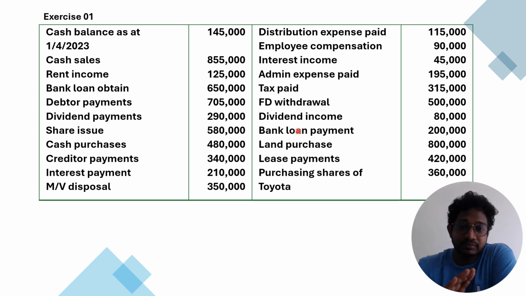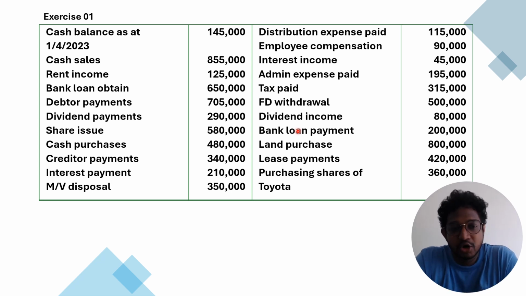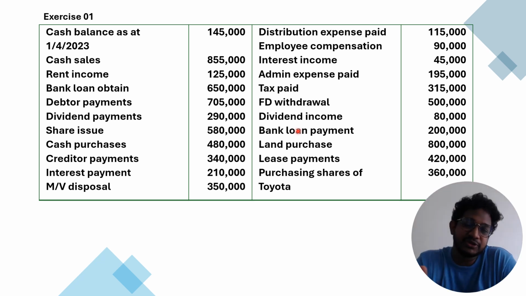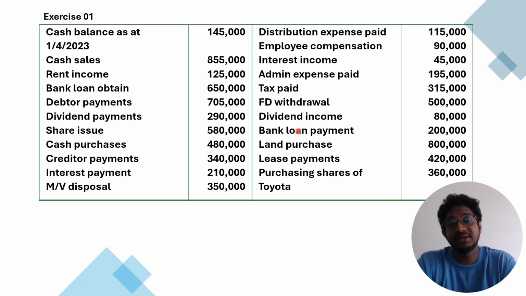Dividend income. Here, there are two things, dividend payments and dividend income. Dividend payments, as I discussed earlier, is the payment that you are paying to your shareholders for investing, as distribution of profit. So that you should record in financing activities. But dividend income is the income that you are getting from investing in shares of other companies. So that's an investing activity. So dividend income you have to record in investing activity as cash inflow.